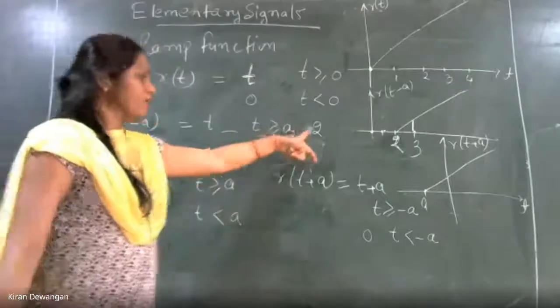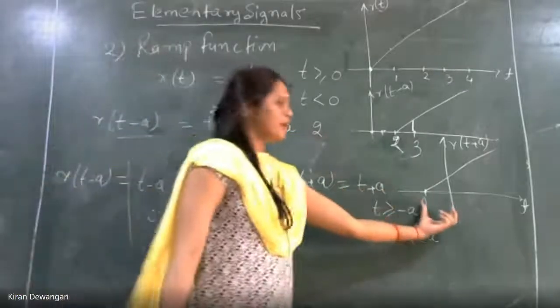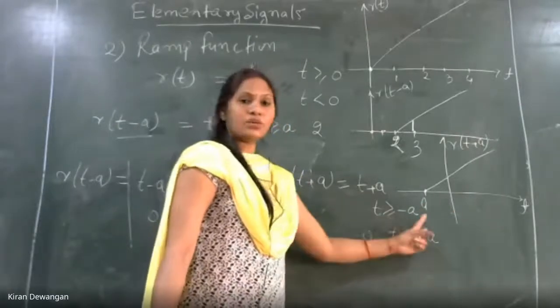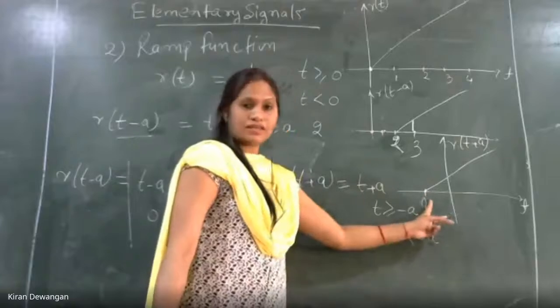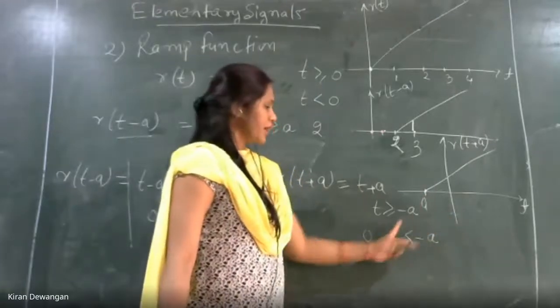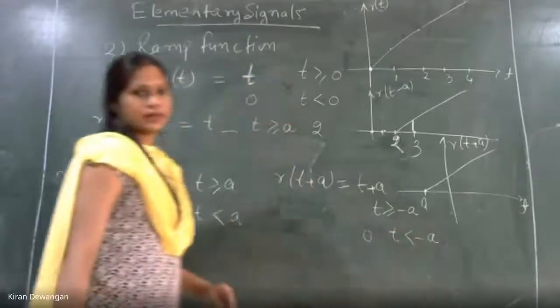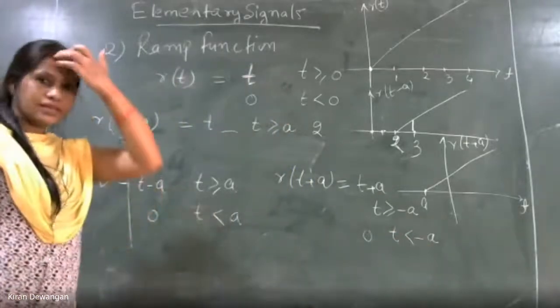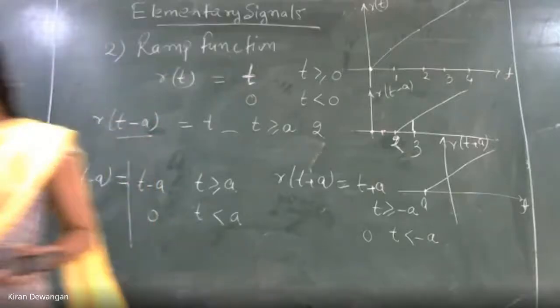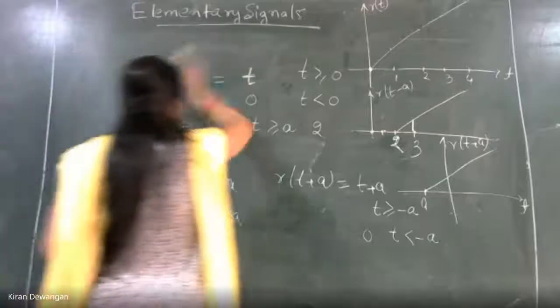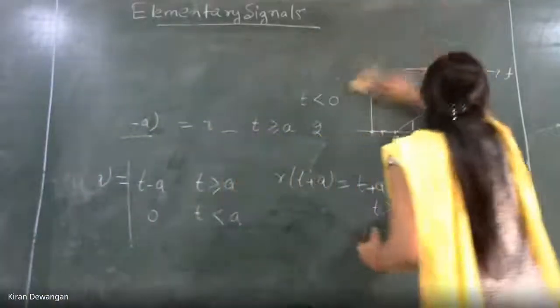It will be r of t plus a. So the value will be t plus a for all the values which are greater than or equal to minus a. This is minus a actually. And it will be 0 for all the values which are less than minus a. Now this was all about our unit step function and the ramp function.